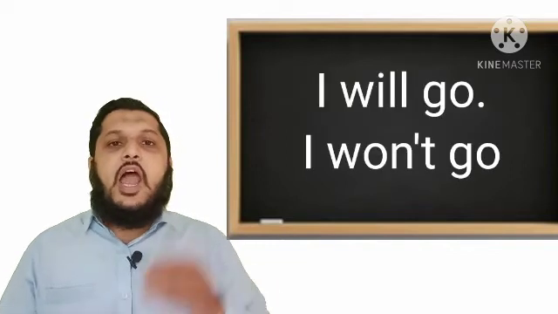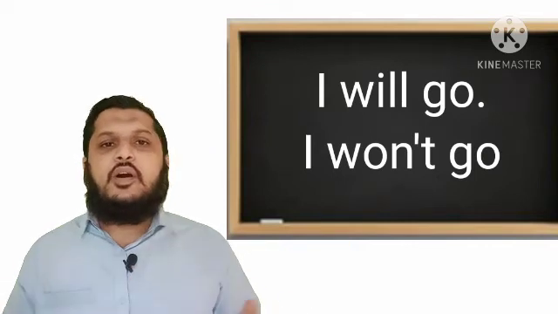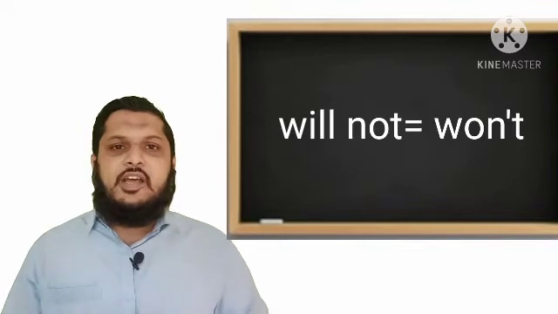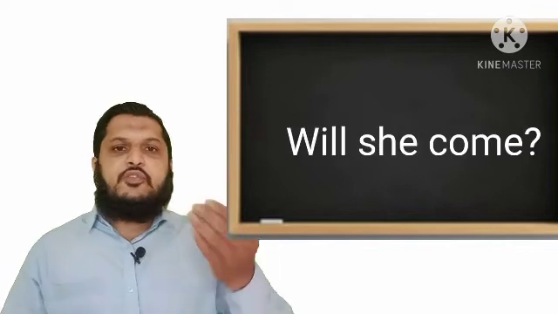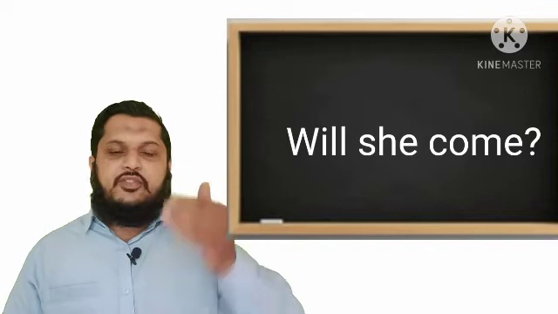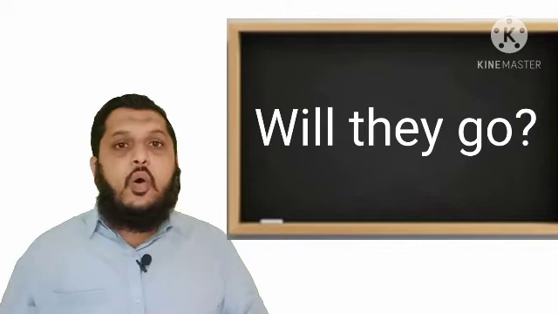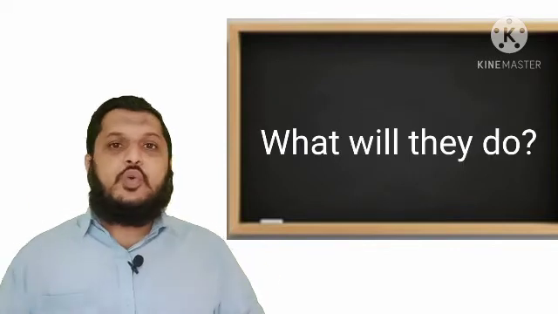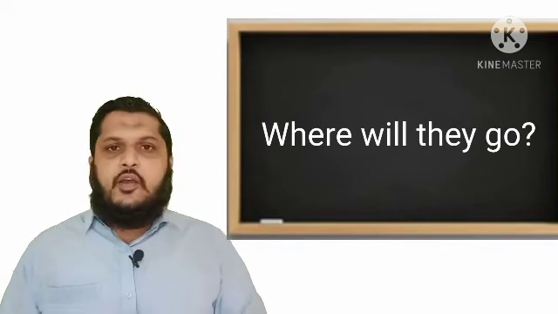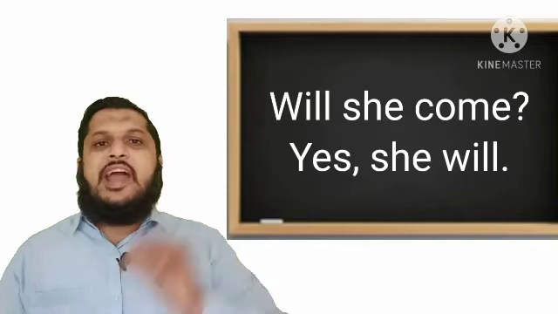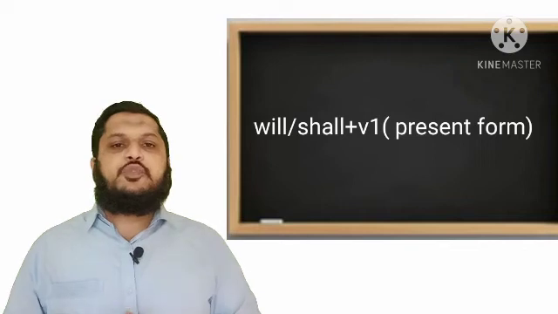For example, I'll go. How would you say the negative? I won't go. Short form of will not, won't. They won't come. Now, yes or no question, we have to use the auxiliary will or shall in the first part. That is, will she come? Will they go? What will they do? WH question. Where will they go? Will she come? Yes, she will. Short answer.